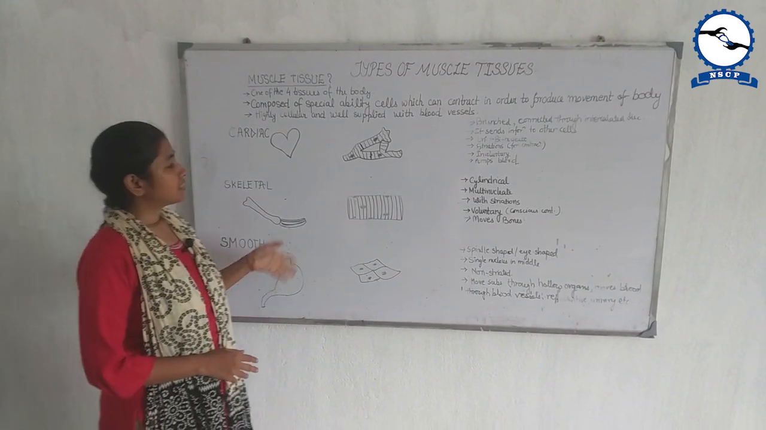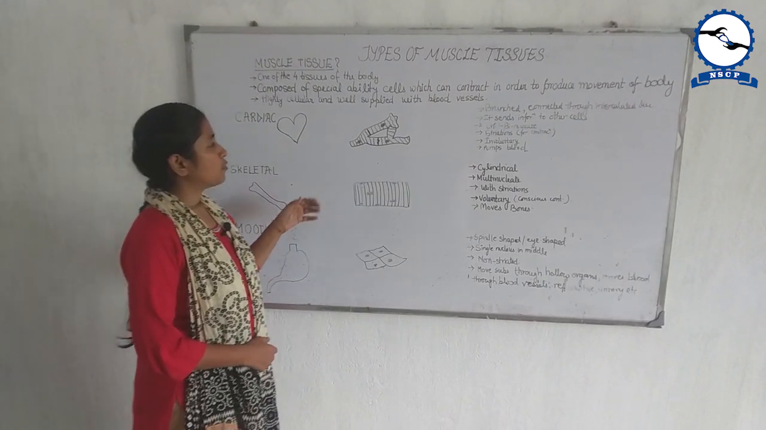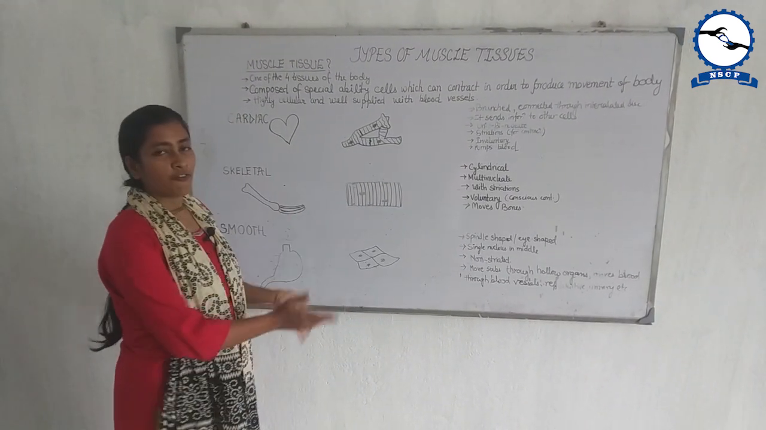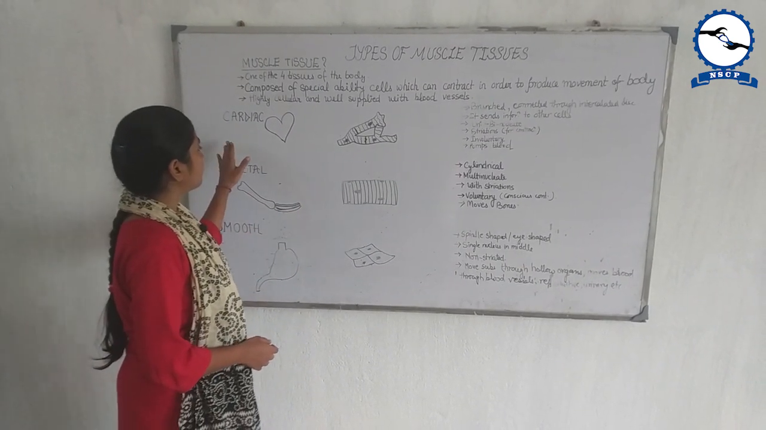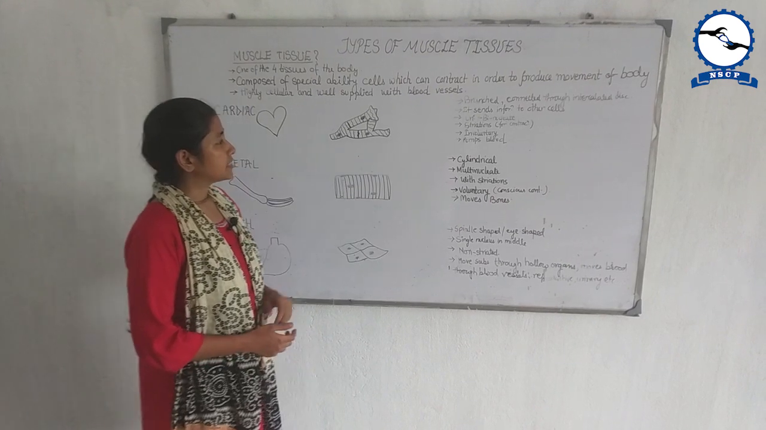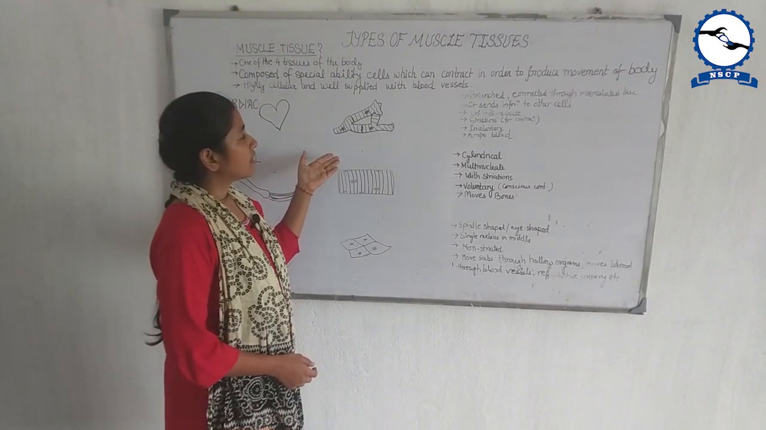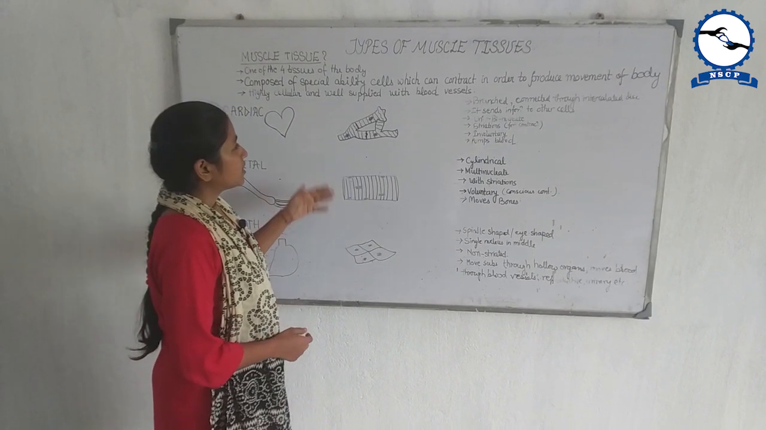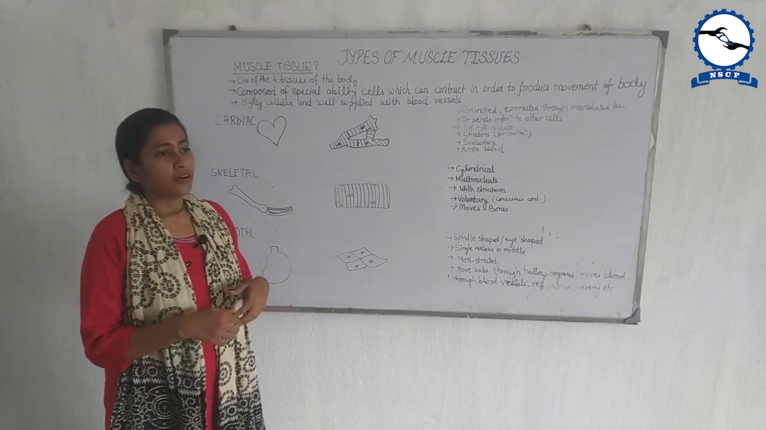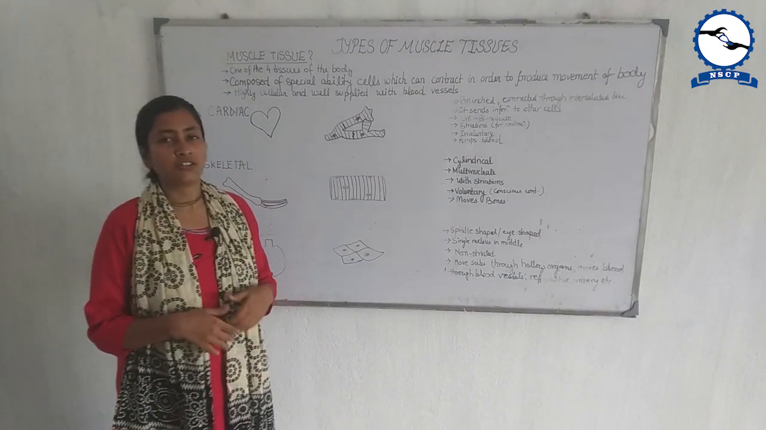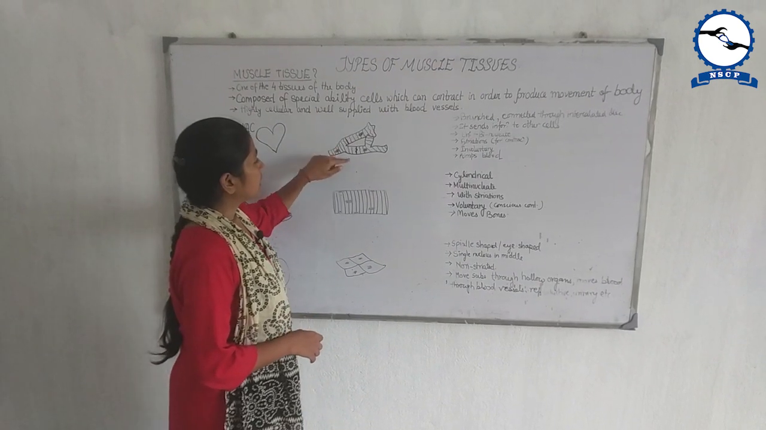When we see these cells under the microscope, we can see a different form, a different view of those cells. First, when we talk about cardiac cells, it looks something like this. These cardiac cells are branched because if they are branched, it will be easy to distribute the information all throughout the heart. These are composed of intercalated discs.